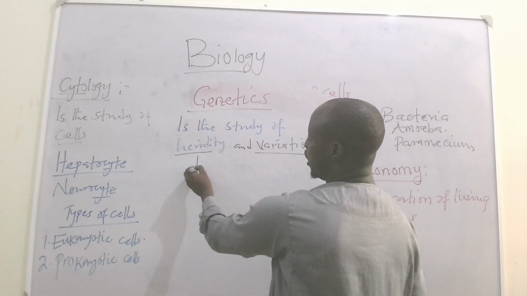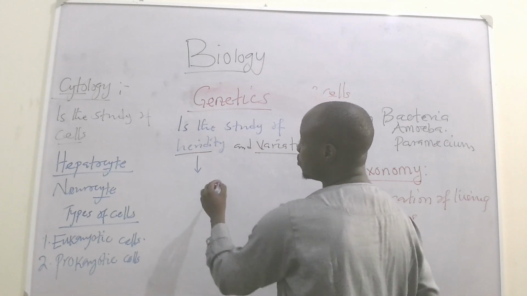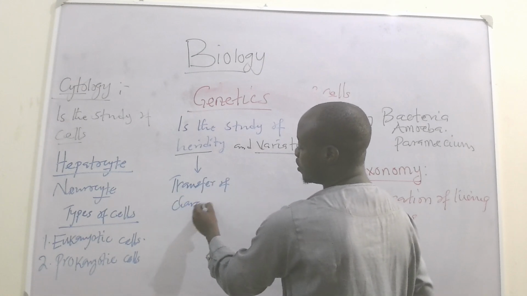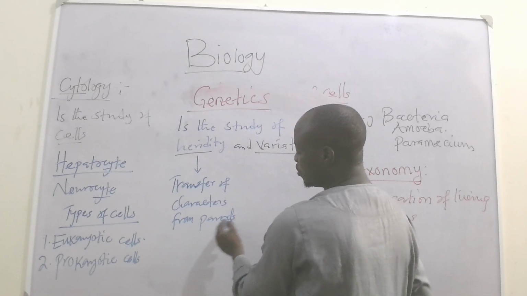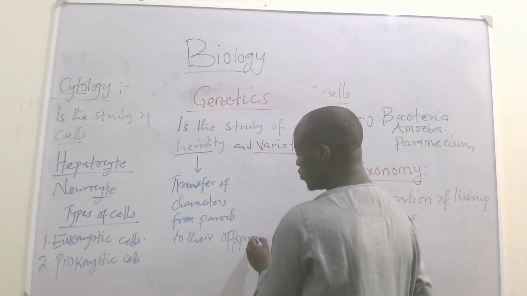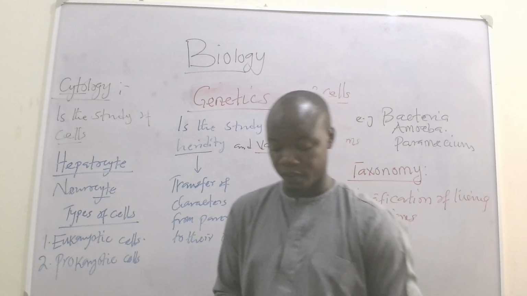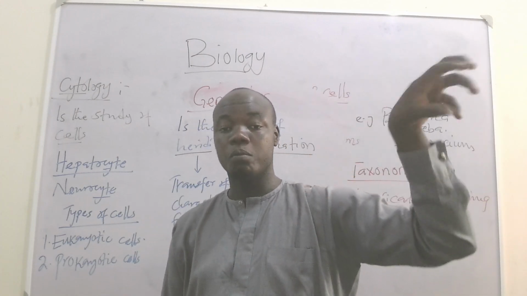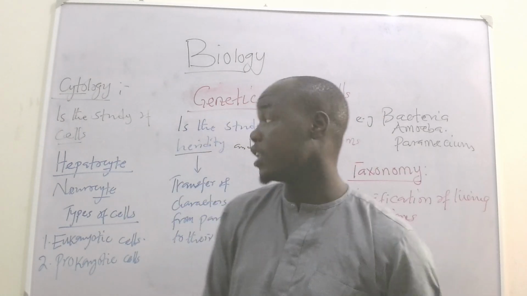What is heredity? Heredity is the transfer of characters from parents to their offspring. Like for example, the skin color. If our parents are black, there is a possibility that we can inherit that black color. So the transfer of characters from parents to their offspring is what we call heredity.